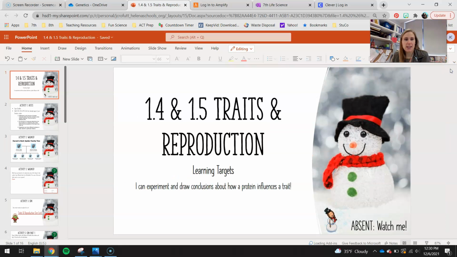Hey 7th graders, today's lesson is 1.4 and 1.5, Traits in Reproduction. Your learning target for today: I can experiment and draw conclusions about how a protein influences a trait.